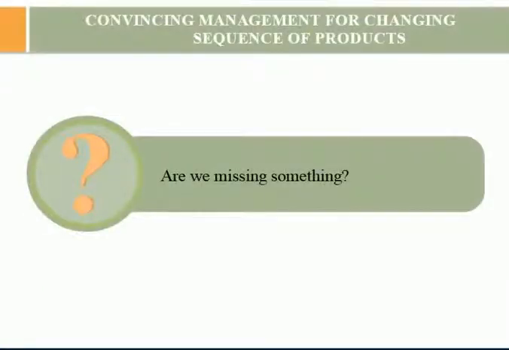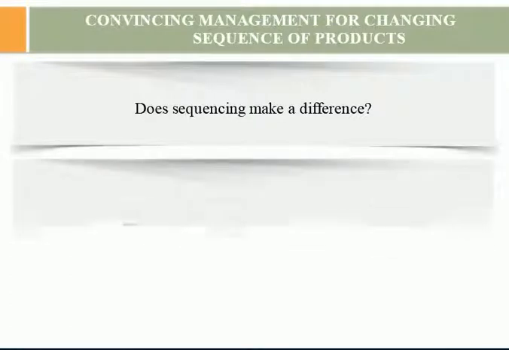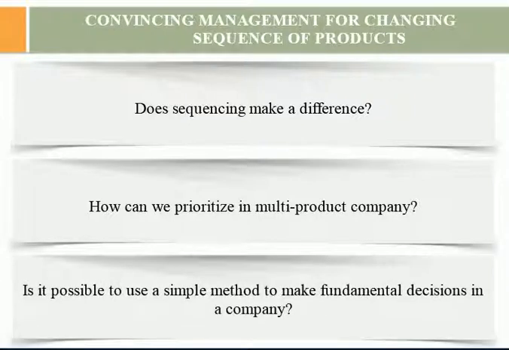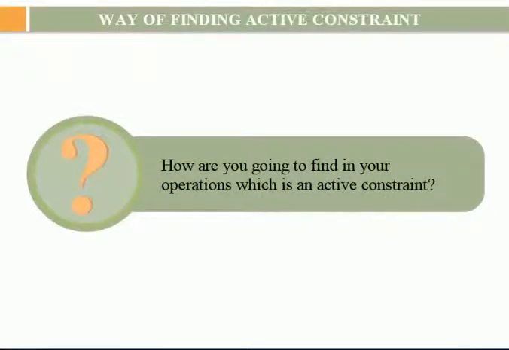Are we missing something? Does resequencing make a difference? Maybe in this case. But even if it does, how do I apply it in a normal company? Can it be possible for me to come to a fundamental decision? How are you going to find in your operations which is an active constraint?